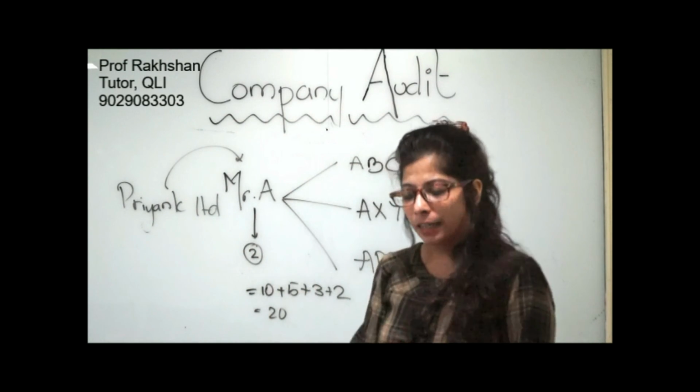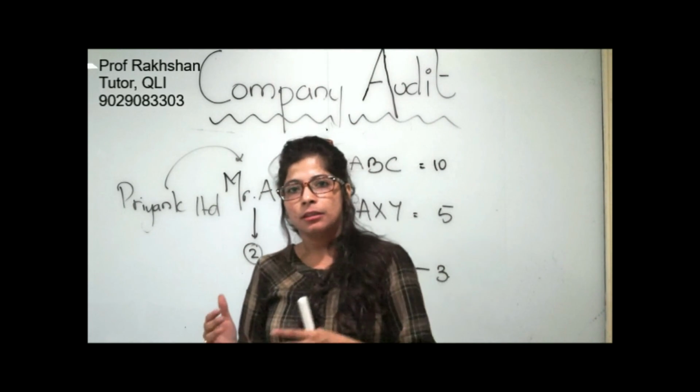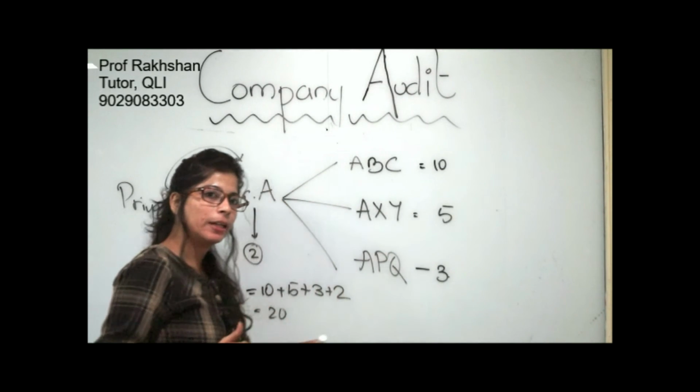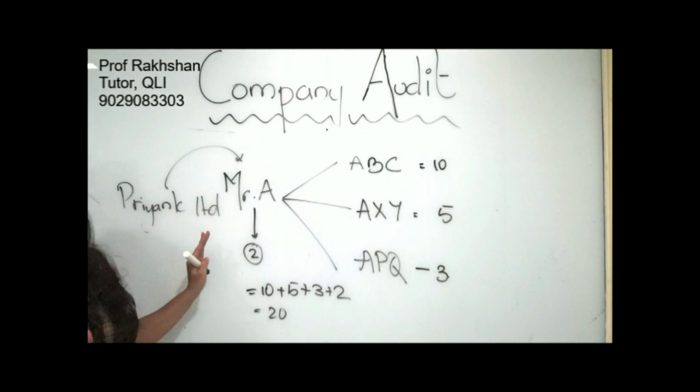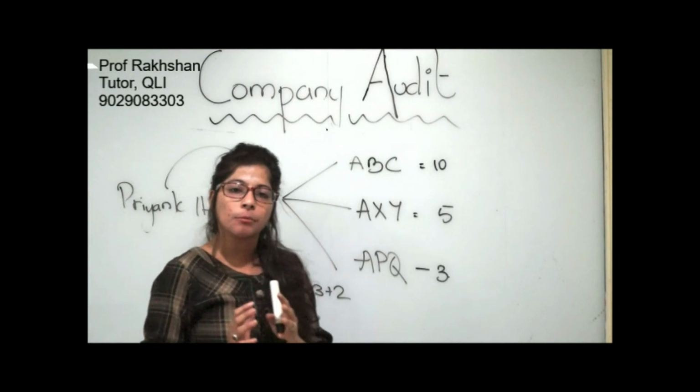They could have obtained a certificate from Mr. A stating that he does not have any audit assignment which exceeds the limit of 20 and that he is eligible to take the assignment of Priyank Limited. So this was about the ceiling on the number of audits.